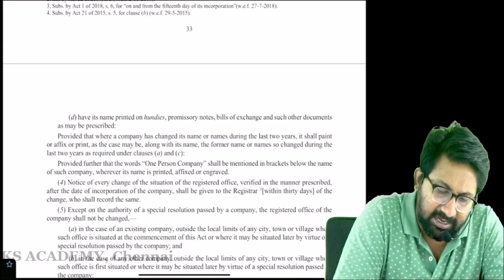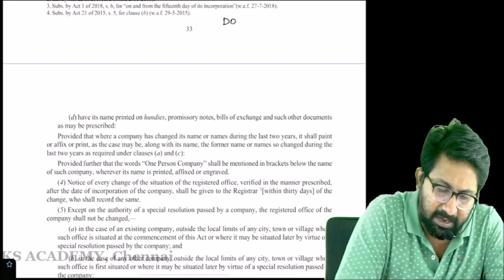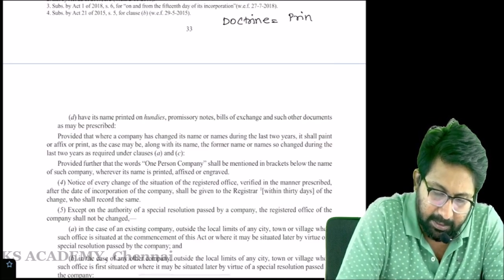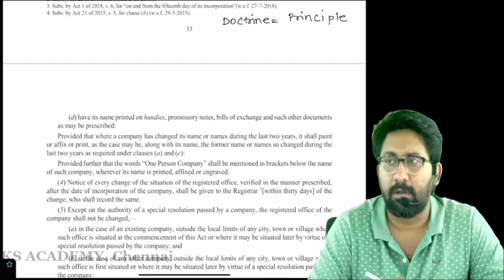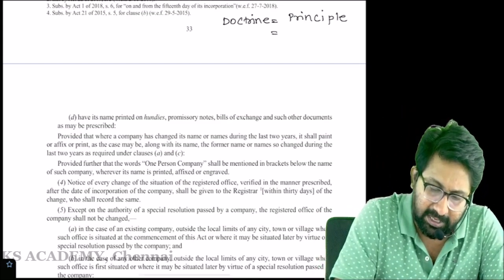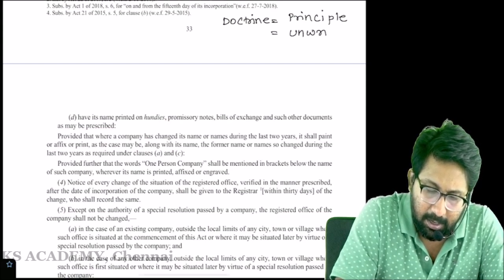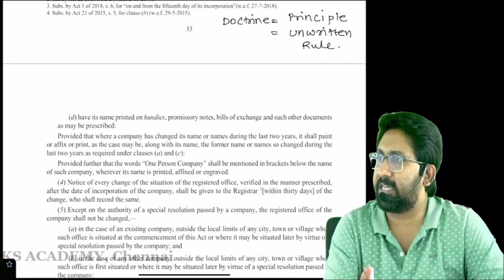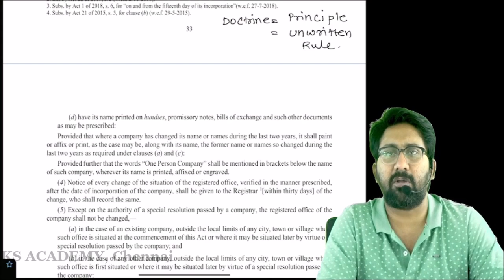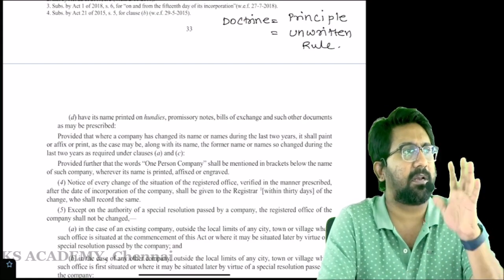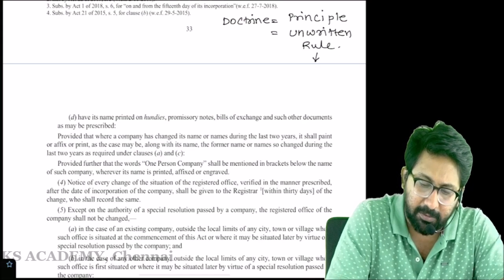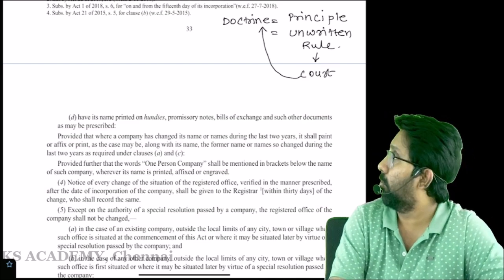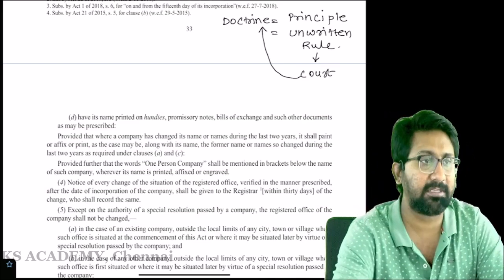First, let us understand what we mean by the word doctrine. Doctrine means principle, or also called an unwritten rule, but generally followed, is called a doctrine. Simply to understand, a rule imposed by the court is called a doctrine. Rule imposed by court is called a doctrine.